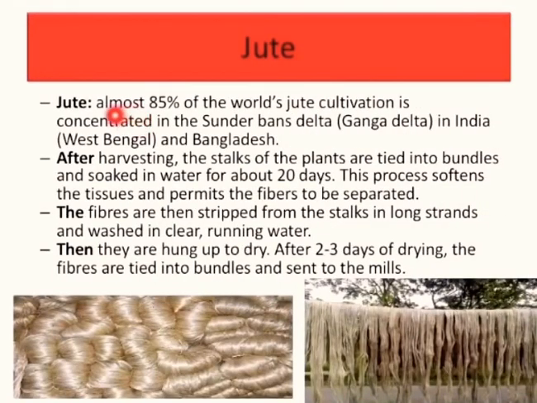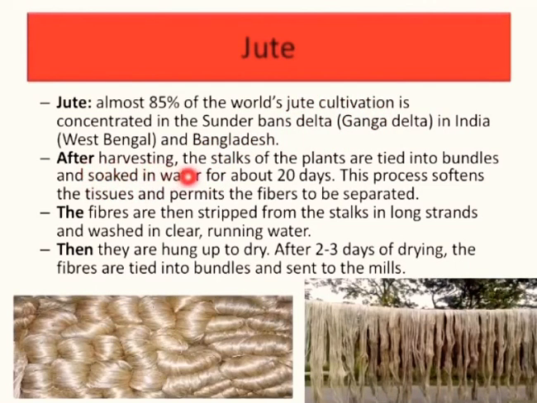Almost 85% of the world's jute cultivation is concentrated in the Sundarbans Delta in India and Bangladesh.